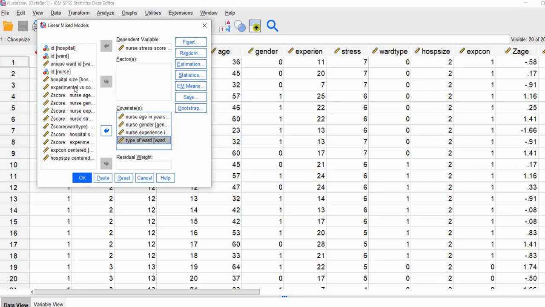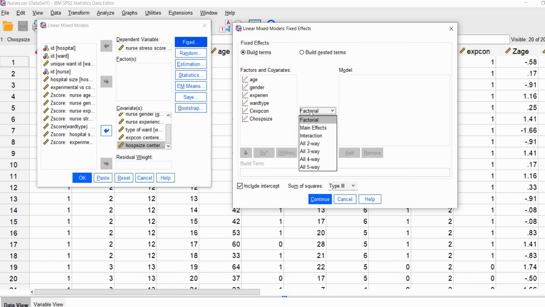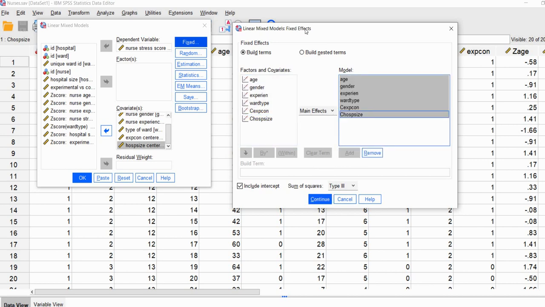Now the hospital size and the experimental versus control condition, both of those, they use the centered versions of those variables. So I'm going to go down to the end of the data set here, and there's the centered experimental control variable and then the centered hospital size variable right there. So we'll click Fixed, and we'll use this little down arrow and go down to Main Effects right here, and we'll select all of our predictors and click on Add.